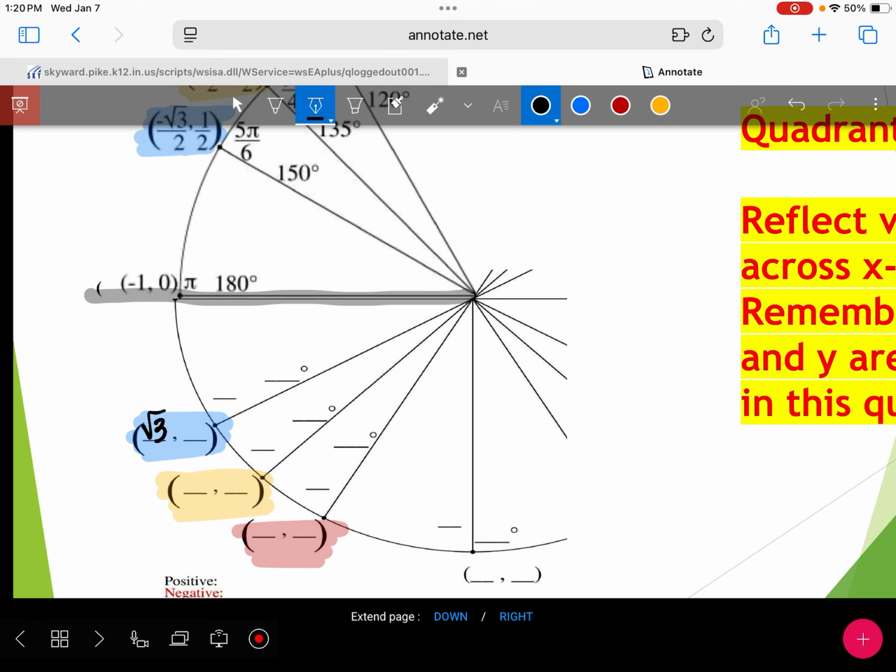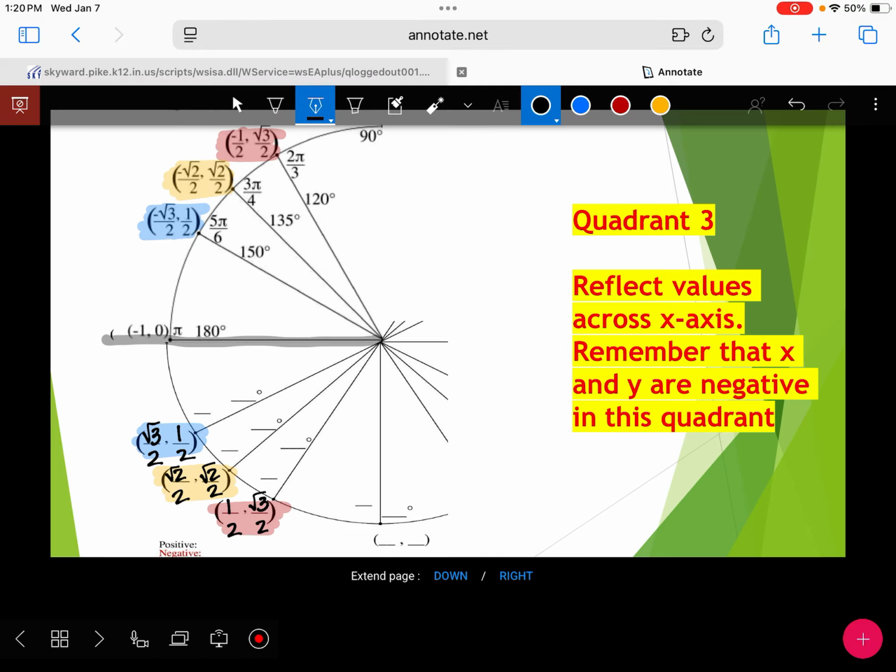So we have root 3 over 2, 1/2. Root 2 over 2, root 2 over 2. And then 1/2 and root 3 over 2. Did I highlight wrong? No, that's right. All right. That's why I wanted you to color coordinate. Because you're just memorizing 3 things, and you're just reflecting that same point over and over and over again.